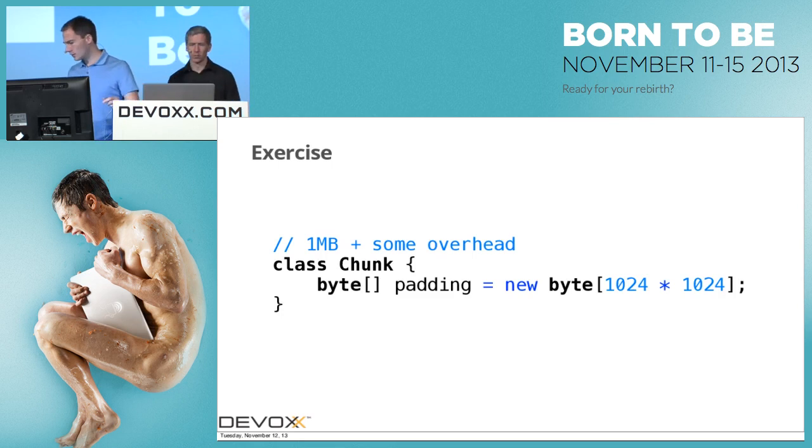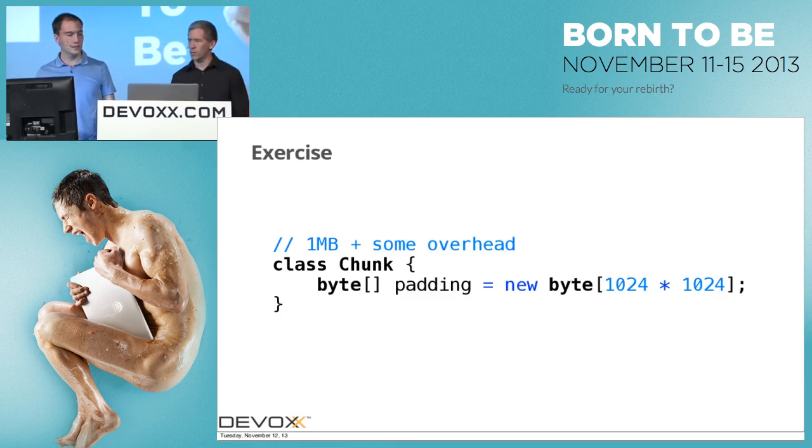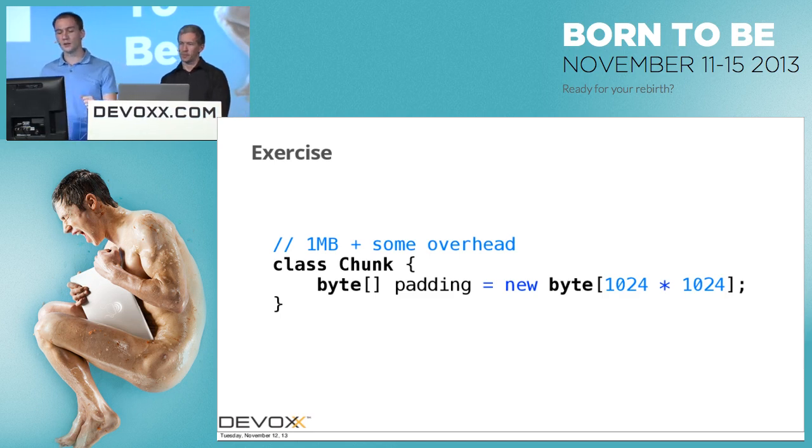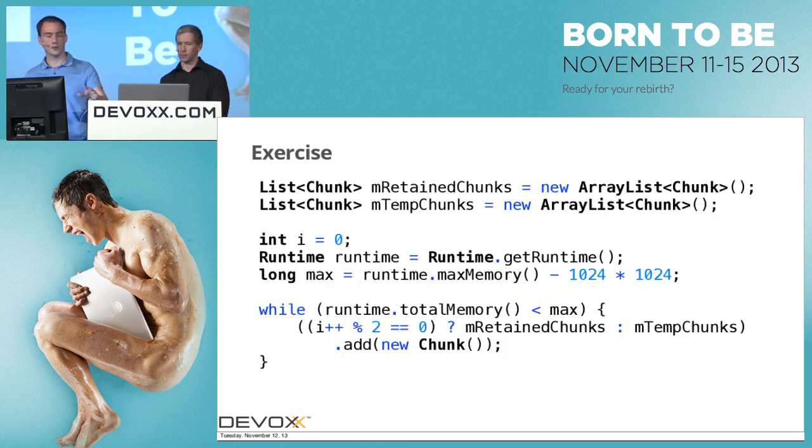Now before we talk a little more about Dalvik, I want to go through a little exercise. This is a dumb application I wrote this morning. I created a class called Chunk. It contains a byte array that's a megabyte of bytes. There's a little bit of overhead, like we've seen, for the class and the byte array, but let's not worry about that. And then I wrote this little loop. We have 2 lists: the retained chunks and the temporary chunks.